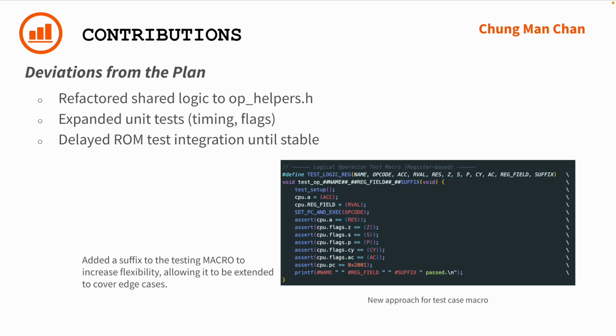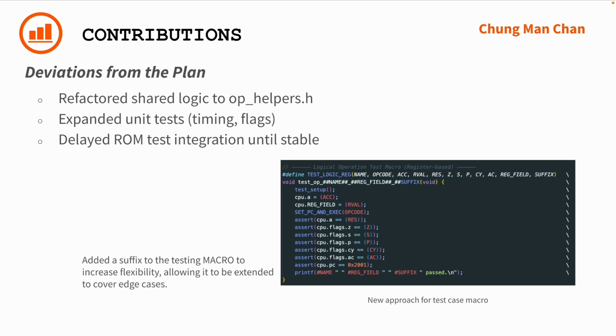Our unit tests also expanded. The original ones missed some flag and timing edge cases, which only showed up during RAM tests and debugging. So we added more targeted tests to catch those issues early. And we delayed full RAM testing until the core opcodes were stable enough to give meaningful results.